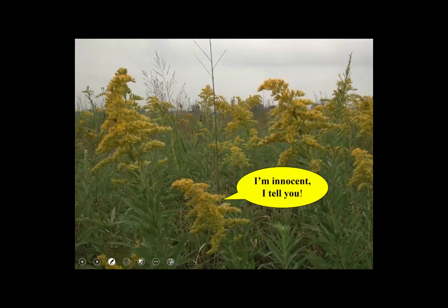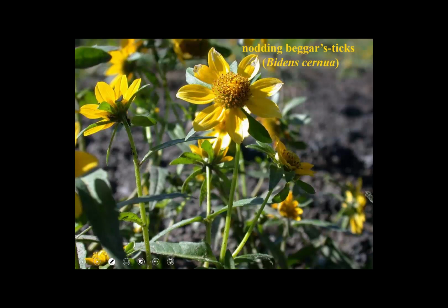Goldenrod. Poor goldenrod. Goldenrod is a victim of just guilt by association. It flowers about the same time as ragweed does, and so people see the conspicuous goldenrod, sneeze a bunch, and blame the goldenrod. I'm innocent, I tell you. It's not wind-pollinated, which is why it's all showy and colorful. Its pollen doesn't blow through the air. It doesn't cause allergy. It gets a bad rap.